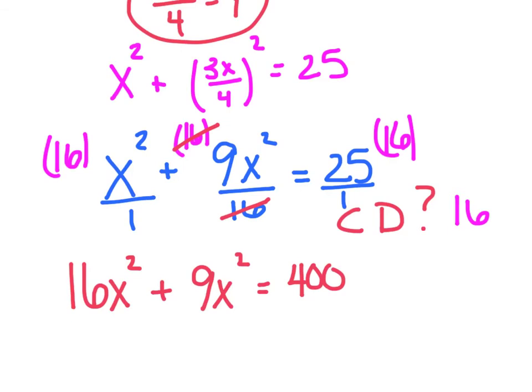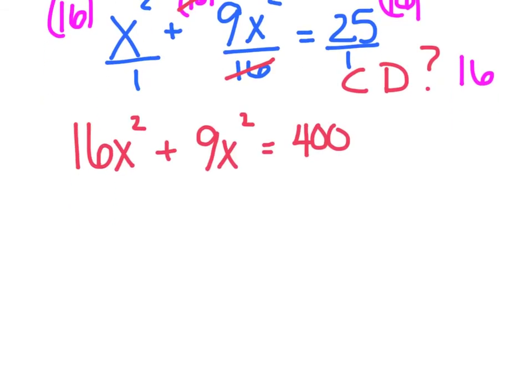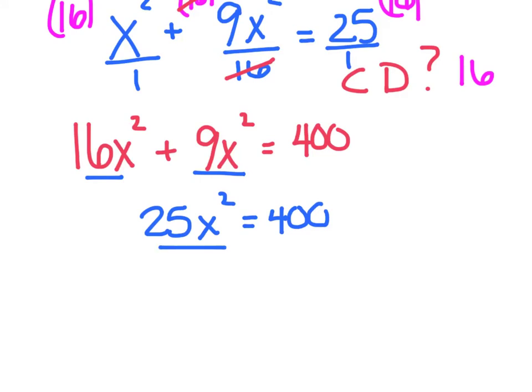All right, and I've eliminated the fraction, and that was our goal. So now I've got some like terms. 16 plus 9 gets me 25x squared equals 400. Divide by 25, and I get x squared equals 16.